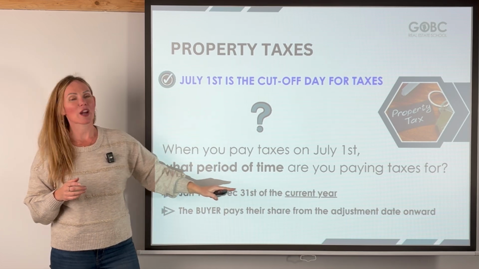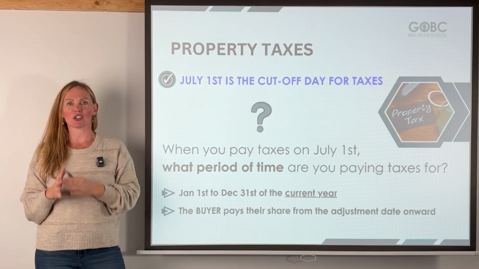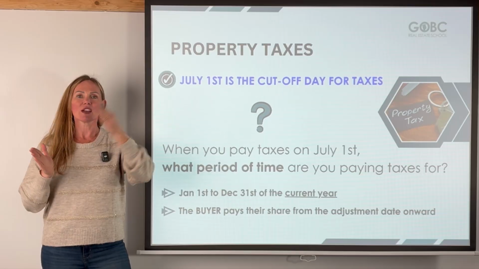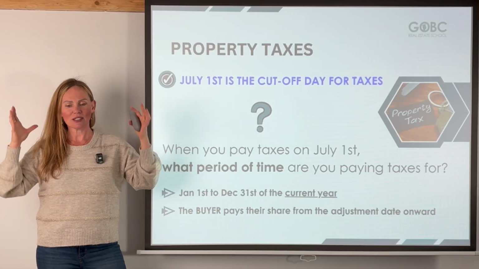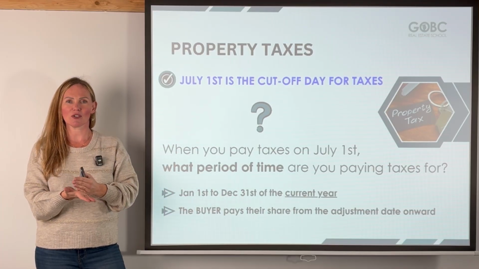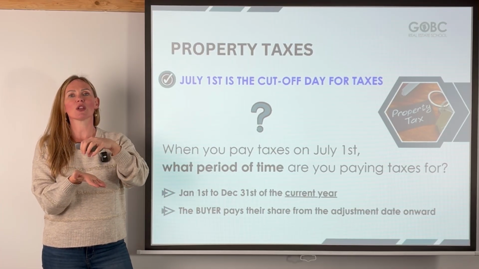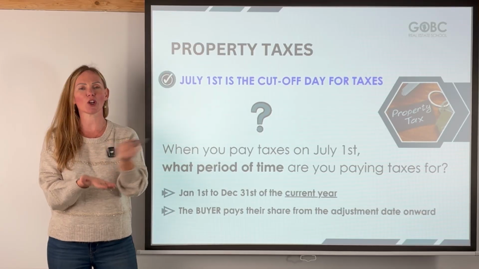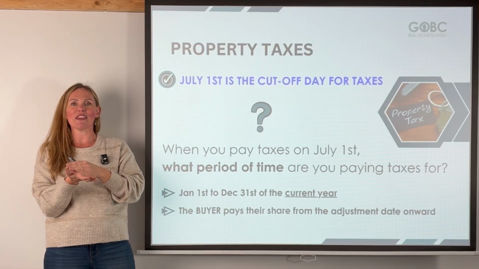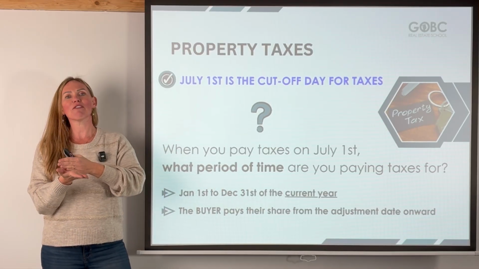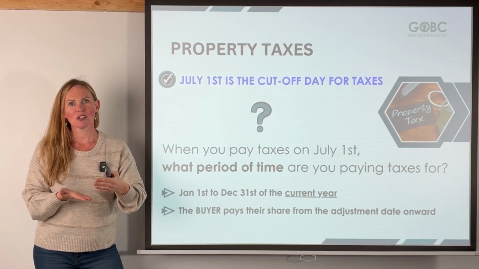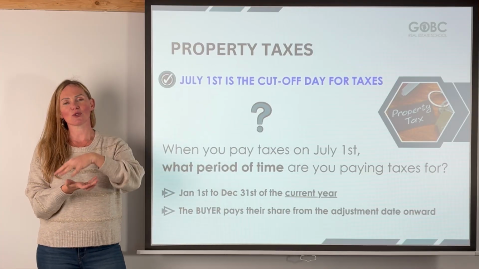We're paying it for this year, for the current year. So from January 1st till December 31st of this year, we paid the taxes on July 1st. So whoever lives on the property on July 1st, he pays the taxes for the whole current year, okay? And if the buyer has an adjustment date after July 1st, that means the buyer will have to give his portion back to the seller.